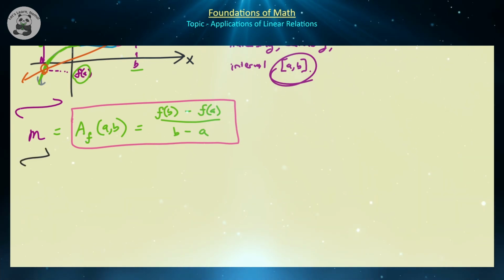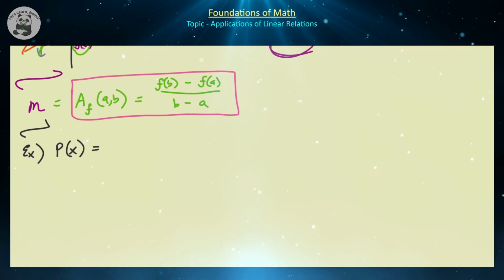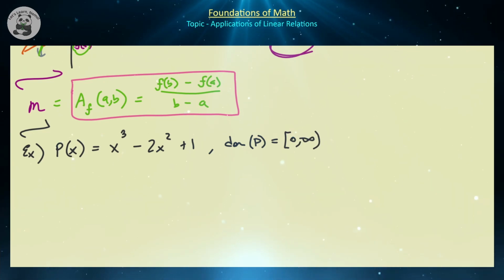So let's look at a particular example, and let's use this average rate of change format to see if this function is, for the most part, increasing, decreasing, or constant on some particular interval. Let's assume that we have, for example, a profit function that is nonlinear. You can consider this a donut profit function, where x is the number of donuts we sell, in thousands. Let's assume that this profit function is given by x cubed minus 2x squared plus 1, with the domain restriction that the domain of p is 0 to infinity.